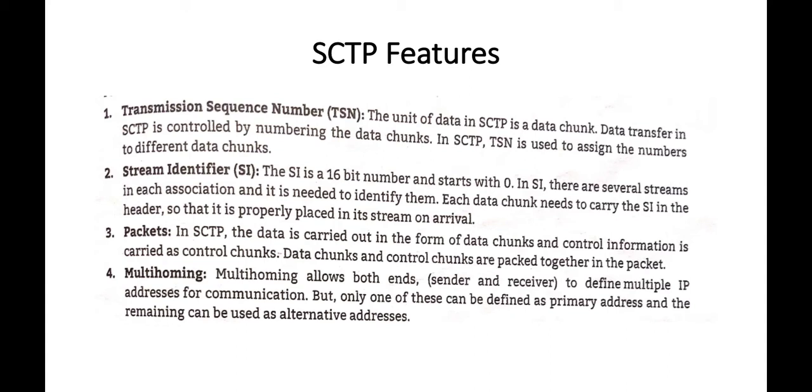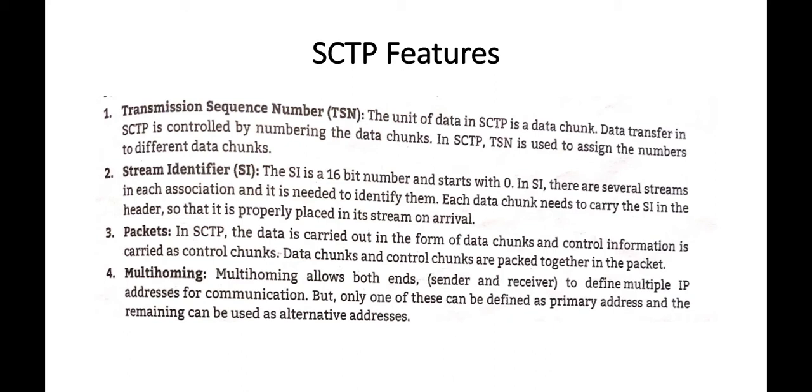The stream identifier is nothing but the SI. The SI, the stream identifier, is a 16-bit number starting from 0. There are several streams in each association. Association is nothing but a connection; a connection in SCTP is called an association. So we need to identify them. Each data chunk needs to carry the SI in the header so that it is properly placed in the stream of arrival.